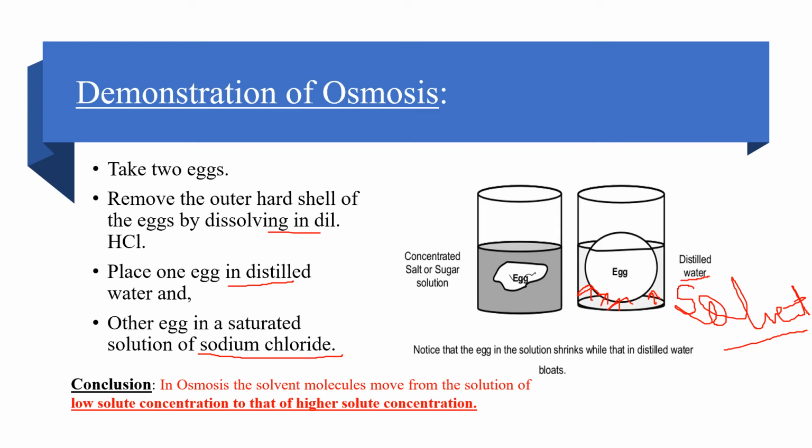What will happen? According to the phenomena of osmosis, the solvent will move from low concentration of solute, which is present in the egg, to the higher concentration of solute, which is present in this solution. So due to this the egg will shrink. In osmosis, the solvent molecules move from the solution of low concentration of solute to the higher concentration of solute.